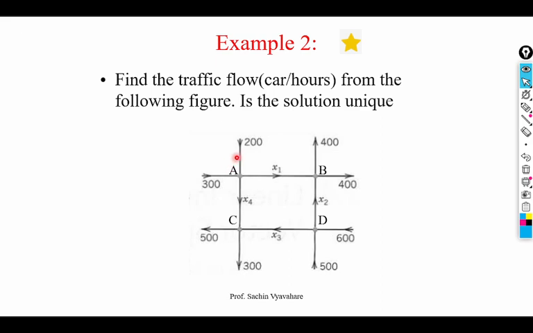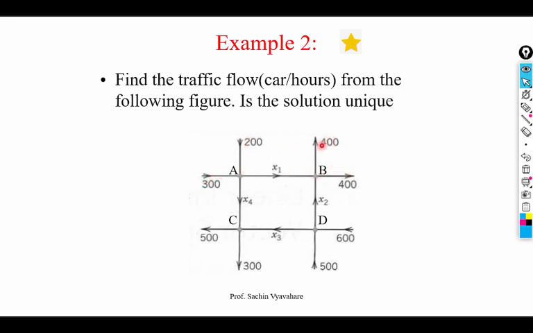Here is a second application. The second application will be like this. Find the traffic flow from the following figure. It means indirectly, the diagram we are given is of a traffic flow network. So in this network, all these roads are one way. You'll observe from this position to that position, all the vehicles are moving in one direction only.